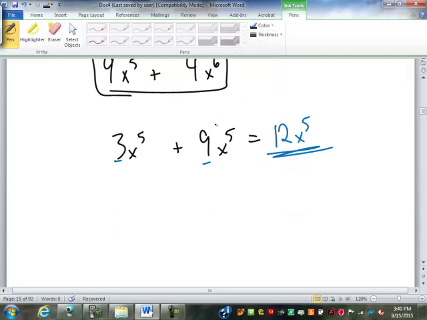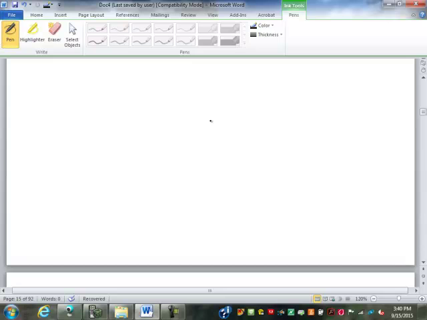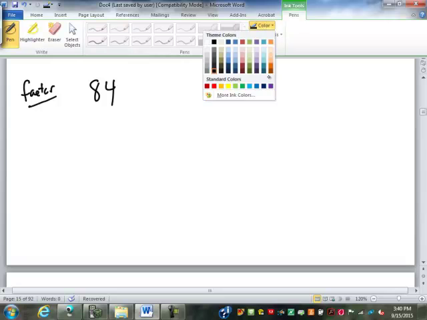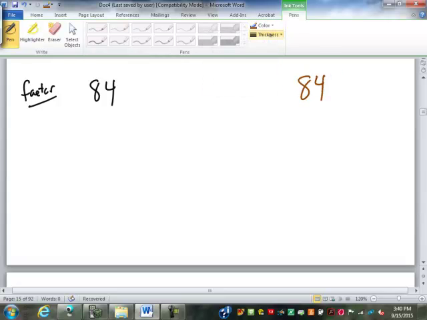One of the other things we did last class was factoring. Let's do 84, and I asked you to factor it. One of the tools we used was the factor tree. Give me one number that divides into 84. 2. If we did 84 divided by 2, we were left with 42. 2 is prime, so I'm going to circle it.